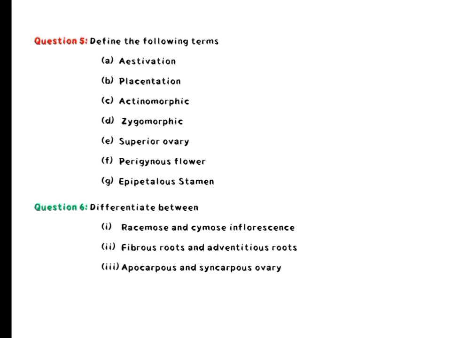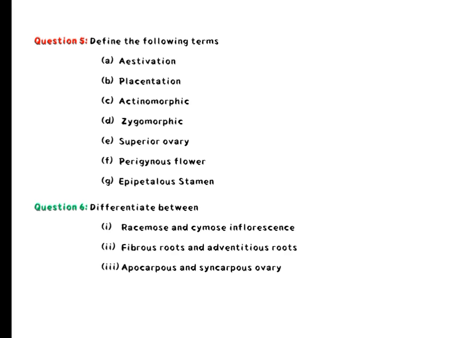Then question number 5: define the following terms. What is estivation? What is placentation? What is actinomorphic? What is zygomorphic? Superior ovary, perigynous flower and epipetalous stamen. All these things you know. Then differentiate between racemose and cymose inflorescence, fibrous roots and adventitious roots, apocarpous ovary and syncarpous ovary. All these things you may know; we already discussed them.